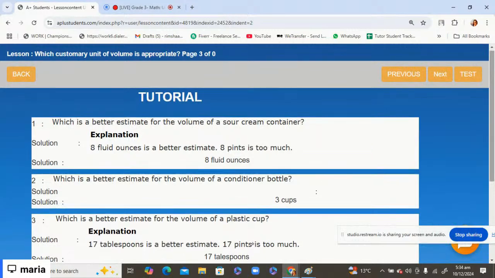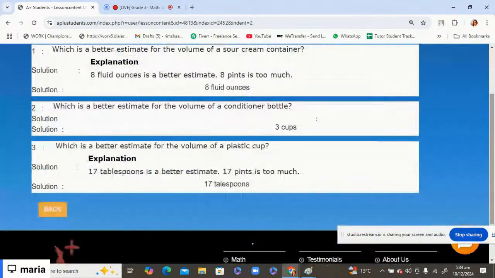So which is the better estimate for the volume of the plastic cup? Here, the options are tablespoons, teaspoons, or pints. Pints is too much, so we are using only the tablespoon.